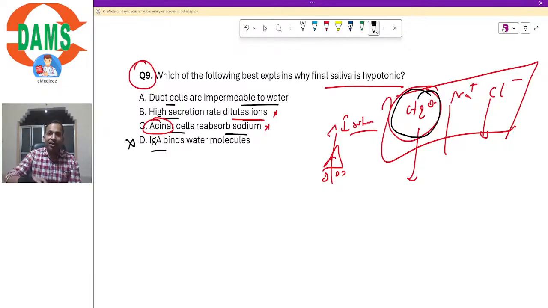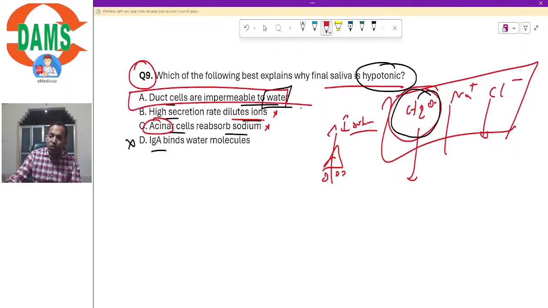जो डक्टल सेल्स हैं, they are impermeable to water, and since they are impermeable to water, only sodium and chloride is being absorbed. तो ये हमें इनडायरेक्टली अज्यूम करना पड़ रहा है कि जब वाटर के लिए impermeable है बट सोडियम क्लोराइड के लिए तो परमिएबल है, तो सोडियम और क्लोराइड रीअब्सॉर्ब हो रहे हैं, वाटर रीअब्सॉर्ब नहीं हो रहा है, और इस वजह से ये हाइपोटोनिक बन गया है. इज इट क्लियर?